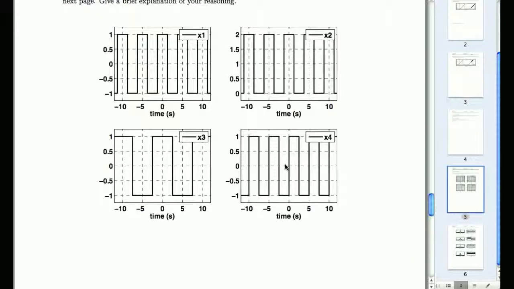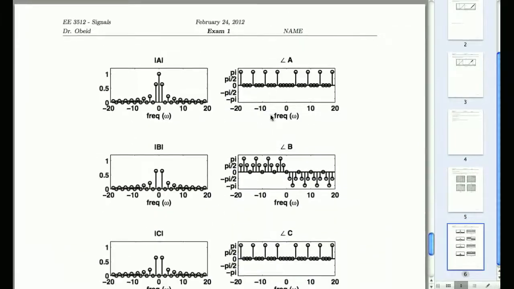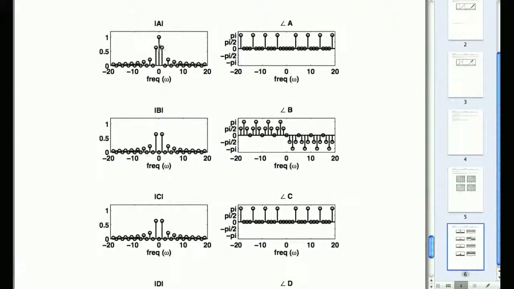That's right. And that's for X4. For X4, we selected B, which is why the phase is all screwy. But if you look at the magnitude plot of A, it's the only one that's got a dot at A0, at omega equals 0. Right? That's your DC offset. So that's why it's the only one that has a non-zero DC offset.